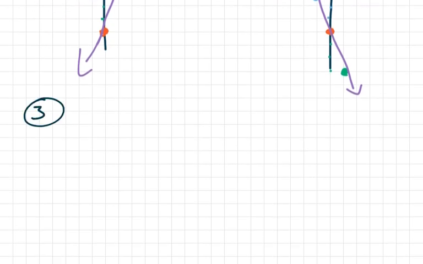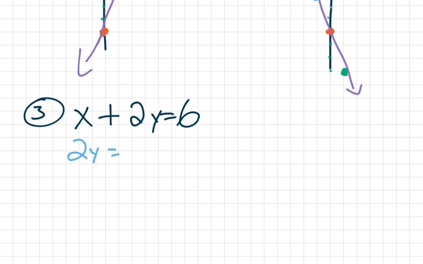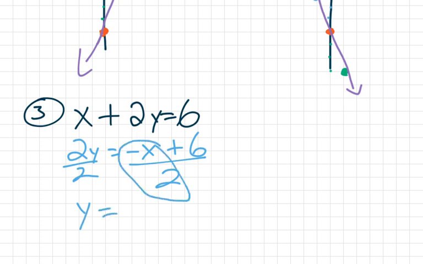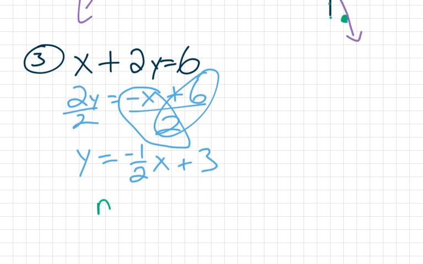Number 3. x plus 2y is equal to 6. Again, we need it in slope-intercept form first, so let's move the x over. So 2y is equal to negative x plus 6. Got to subtract x from both sides, and then we need to divide both sides by 2. So we'll have y equals negative 1/2 x, and then 6 divided by 2 is positive 3. Again, identify your slope, that's negative 1/2. Identify your y-intercept, positive 3.